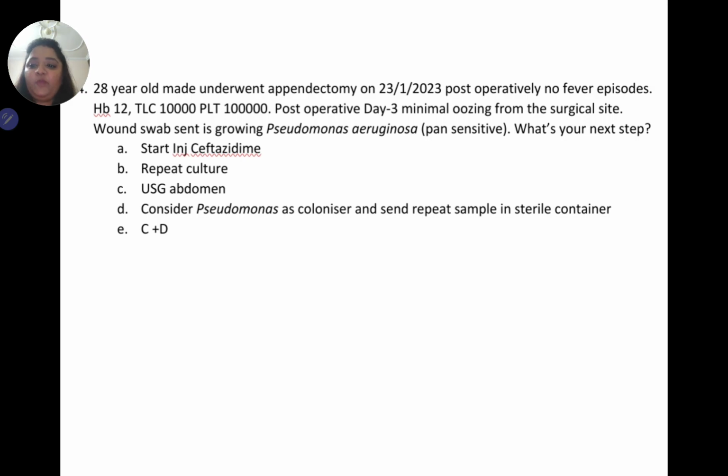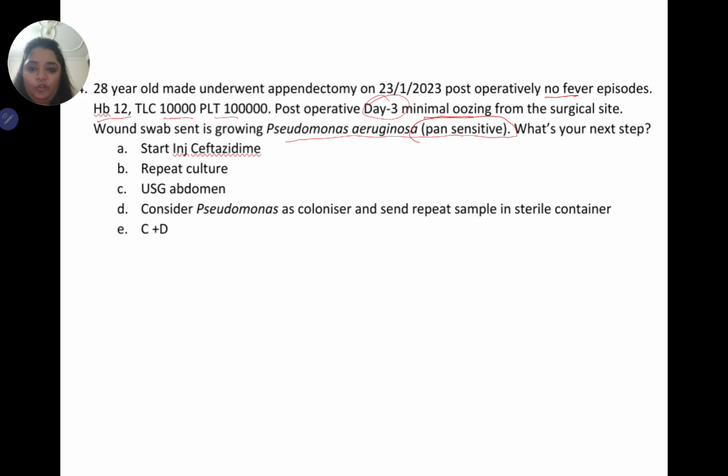Next question. A 28-year-old male underwent appendectomy on 23rd of Jan, and post-operatively there were no fever episodes. His Hb was 12, TLC was 10,000, platelet 1 lakh, and on post-op day 3 there was minimal oozing from the site, and wound swab shows Pseudomonas aeruginosa, which was pan-sensitive. So what should be your next step?